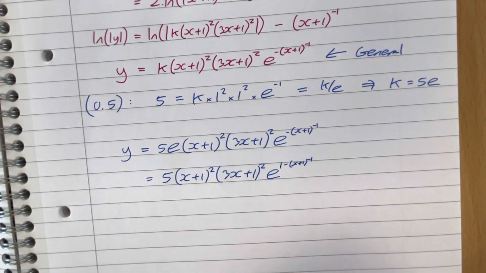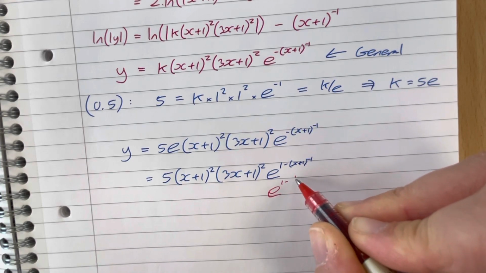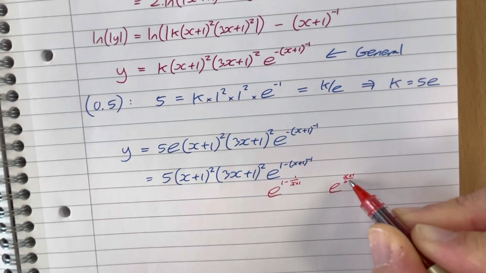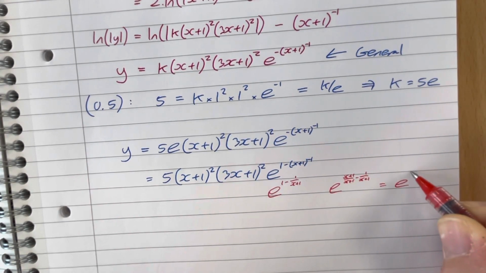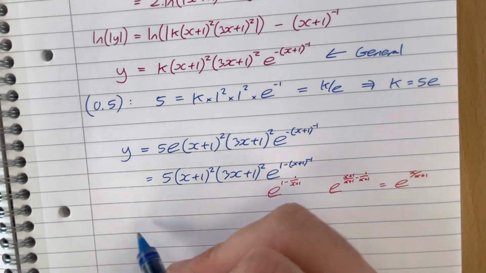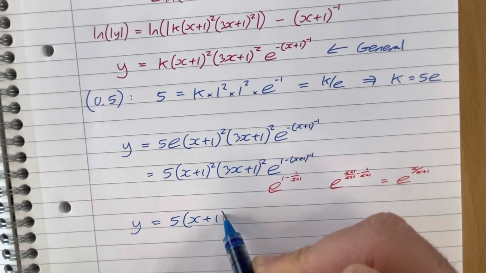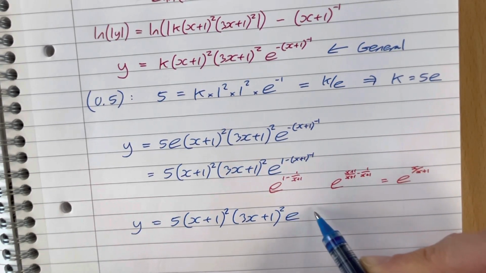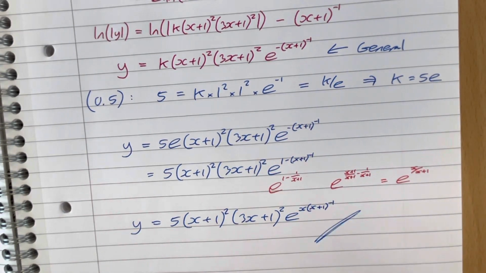I can tidy that up as well. This exponential is e to the 1 minus 1 over x plus 1, which is e to the x plus 1 over x plus 1 minus 1 over x plus 1, which is e to the x over x plus 1. So I can write it then as my particular solution is y equals 5 times x plus 1 squared times 3x plus 1 squared times e to the x times x plus 1 to the minus 1. And I'm going to leave it like that.